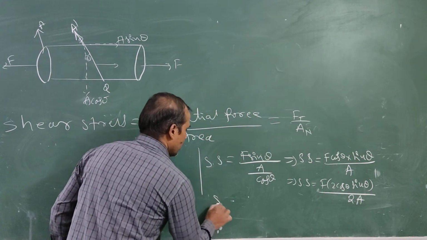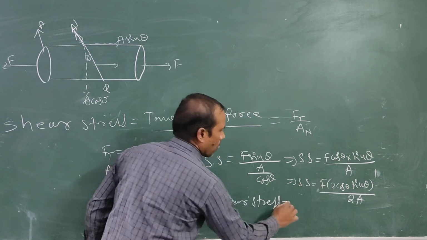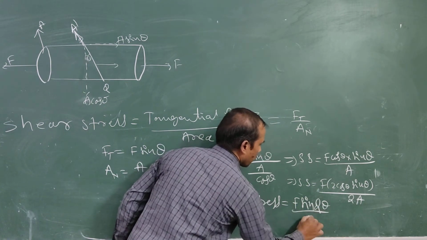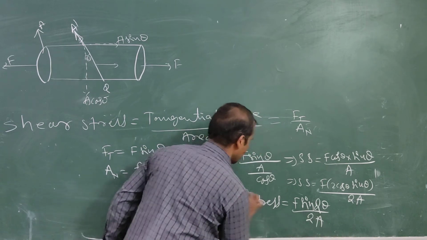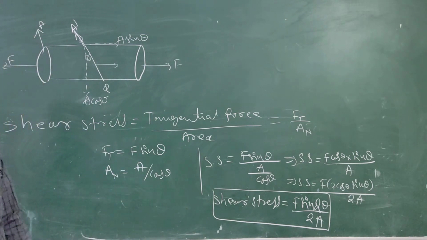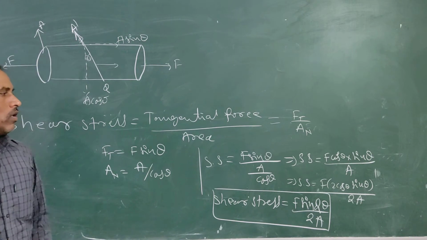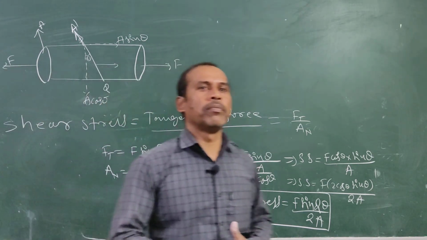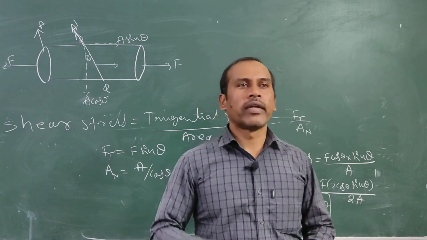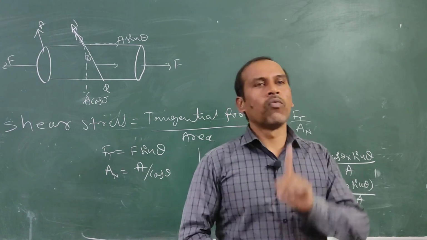Okay, here shear stress is equal to F sin 2 theta by 2A. This is the shear stress of the cylinder, given a uniform cylinder. Now for the maximum tangential stress, sin 2 theta is equal to 1 here.